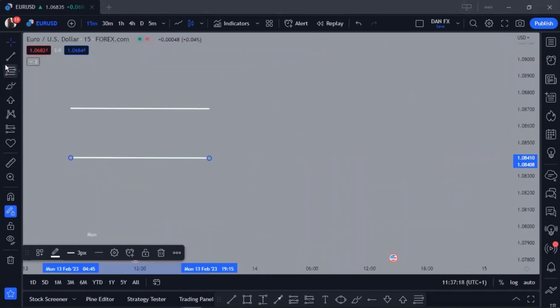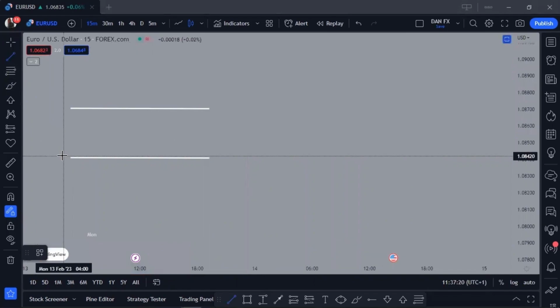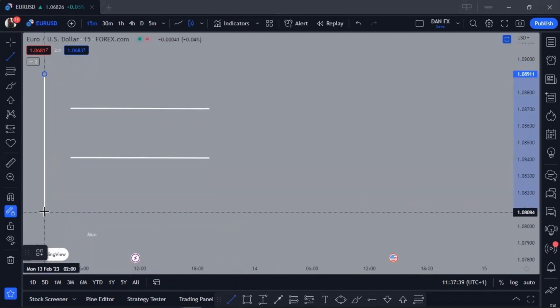So when it comes to the Asian session liquidity, there are various patterns that go on, but I'm going to be showing you the main one. Now, the reason I drew these two lines here is to indicate the Asian high, the high of the Asian session, and the low of the Asian session, which is also the high of the day and the low of the day. Now, let's say the day begins here, right?